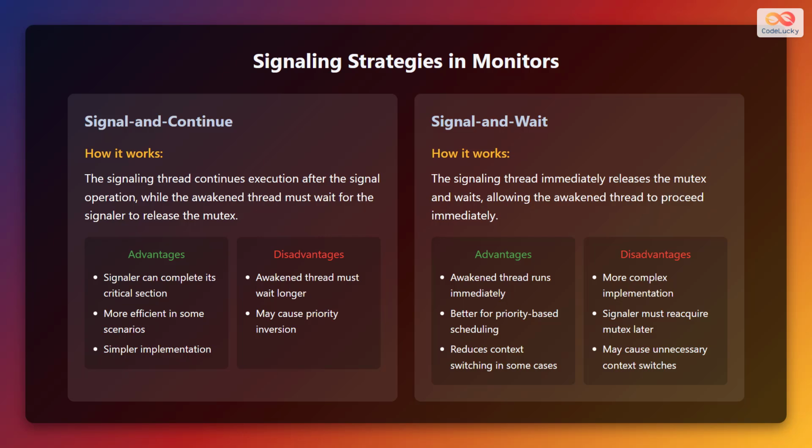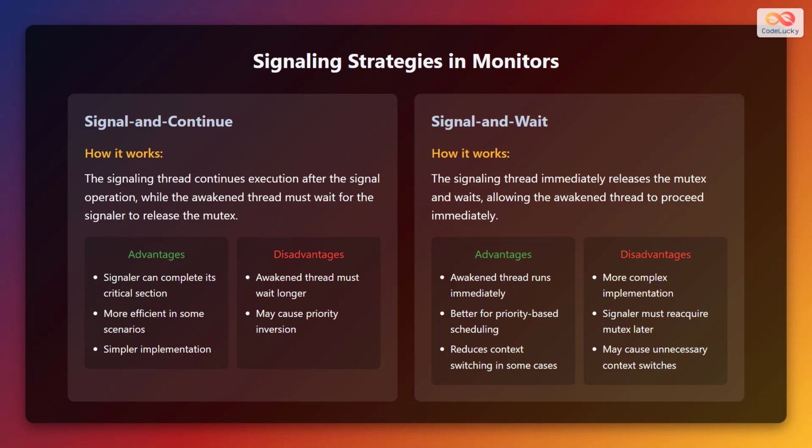Signaling strategies in monitors. When implementing monitors with condition variables, different signaling strategies can be employed, each with its own advantages and disadvantages. The first strategy is signal and continue. How it works is, the signaling thread continues execution after the signal operation, while the awakened thread must wait for the signaler to release the mutex. The advantages are the signaler can complete its critical section. It is more efficient in some scenarios and simpler to implement. The disadvantages are the awakened thread must wait longer and it may cause priority inversion.